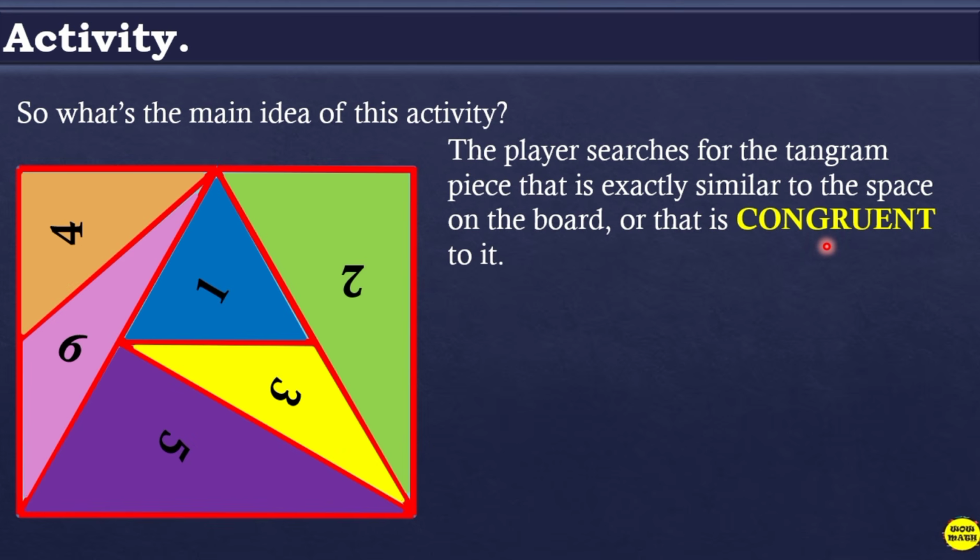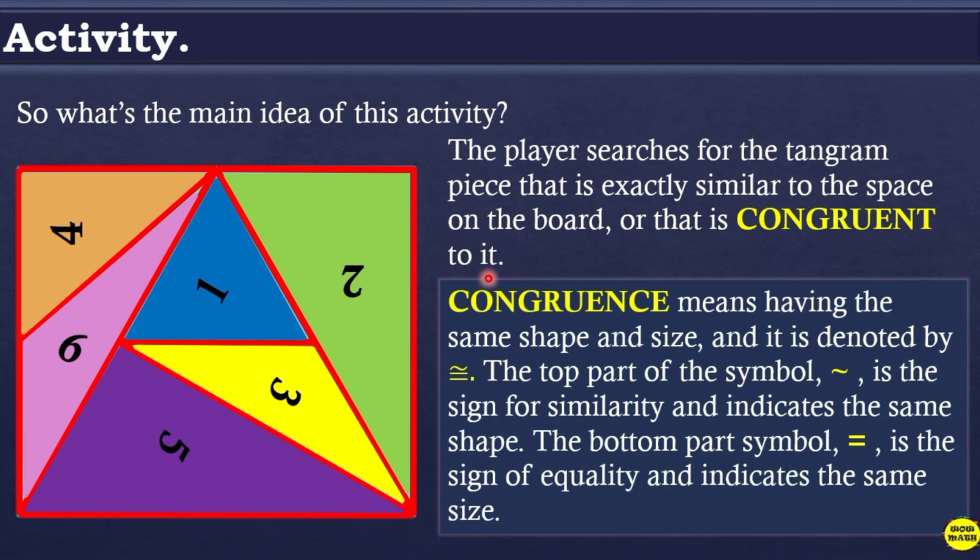So, hinanap natin yung mga tangram pieces na exactly similar to the space on the board or that is congruent to it. So, what do we mean by congruence? Congruence means having the same shape and size. Kapag nakita ninyo na pareho ng shape, pareho ng size, ibig sabihin, they are congruent. So, that's what we mean by congruency.